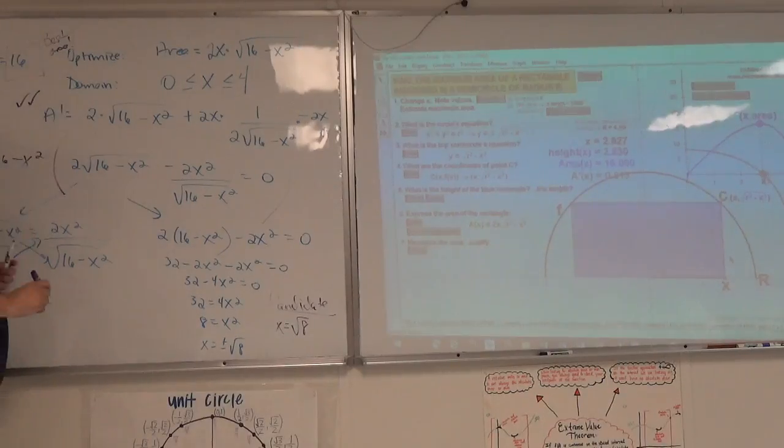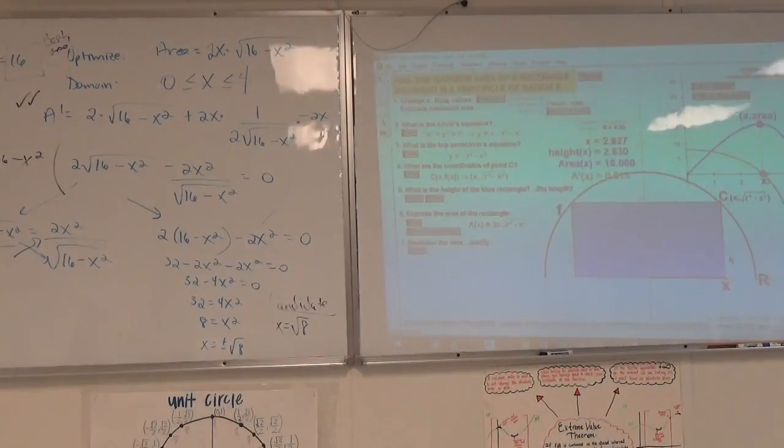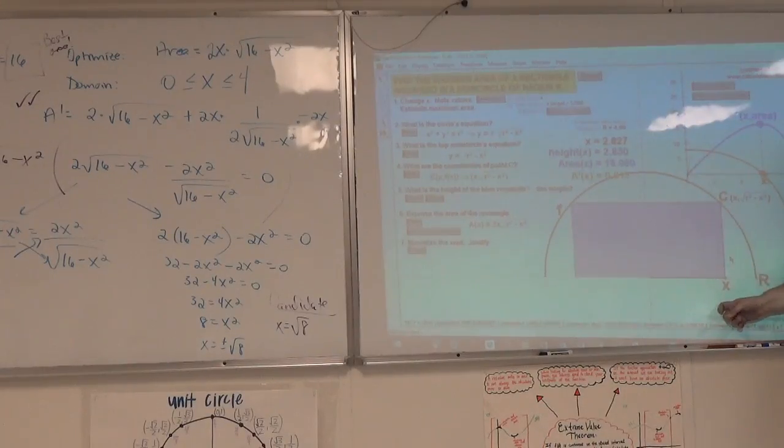If somebody could read the question, what actually was the question we were after here? What are the dimensions of the rectangle? How long? We figured out the best solution is when x is equal to the square root of 8. So how long is the rectangle with the best area? 2 square roots of 8. How tall is it? Plug that in, I think you're going to get the square root of 8. Is everybody mostly okay?